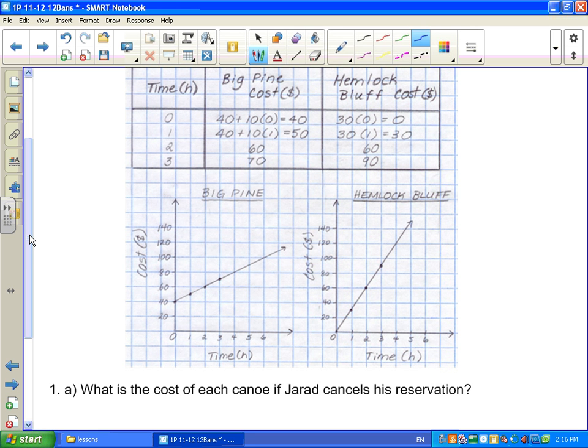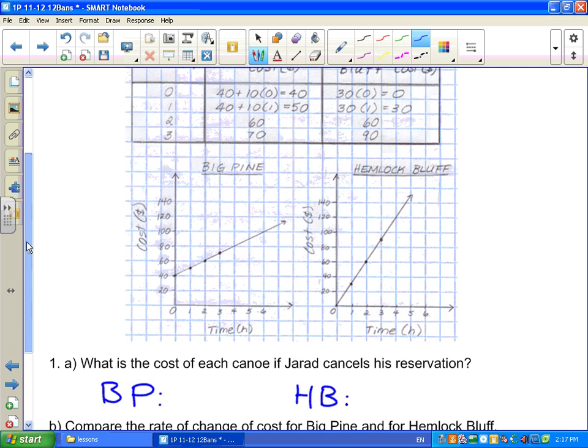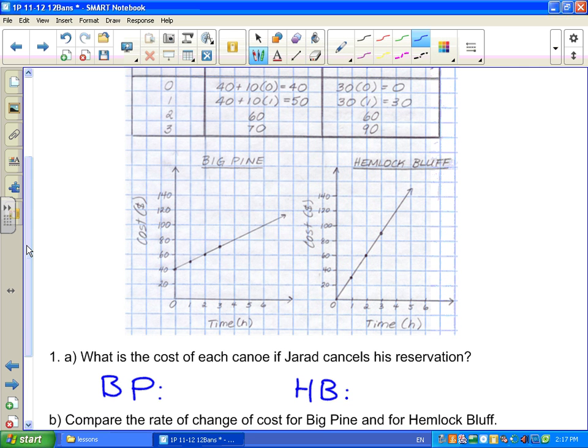So what is the cost of renting a canoe from each of these two places if Jared decides he's going to cancel his reservation? So we want the cost for BP, which is Big Pine, and we'll refer to Hemlock Bluff as HB. So if he cancels his reservation, he decides he's not going to rent it, or he rents it for 0 hours. So we'll say T equals 0. How much does it cost for Big Pine if he rents it for 0 hours?